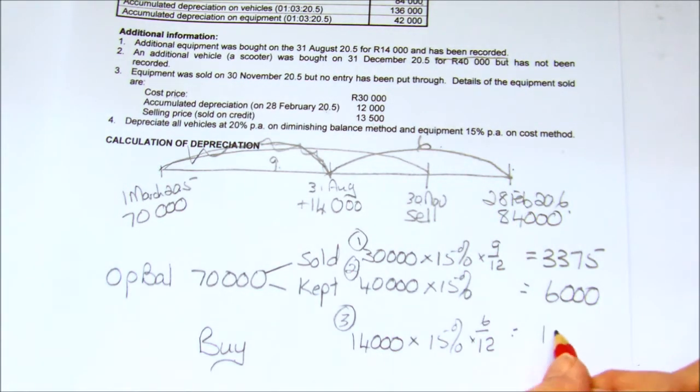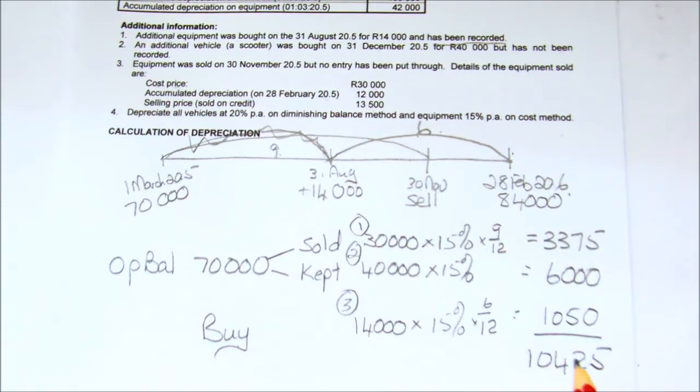And that comes to 1050 and gives you your total depreciation of 10,425. All right, so what I am saying to you is, when you work out depreciation in these fixed asset notes and asset disposal, break up the asset into different aspects. What did you sell? What did you keep? And what did you buy?